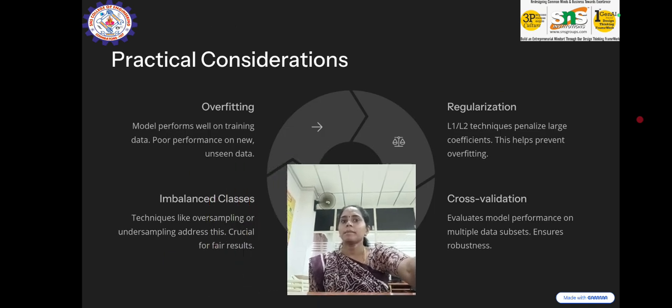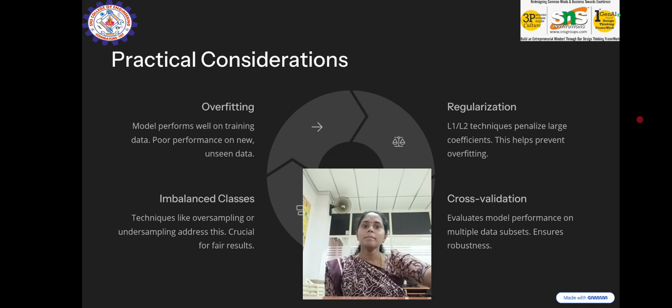And the practical considerations are overfitting, imbalanced classes, regularization, and cross validation.